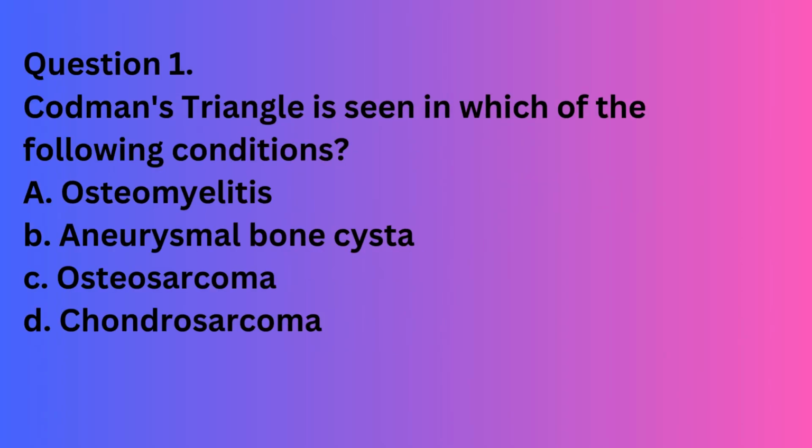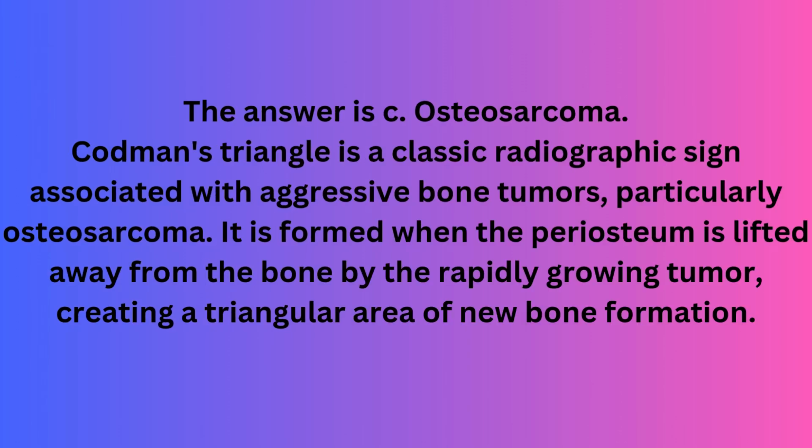Question 1. Codman's triangle is seen in which of the following conditions? A. Osteomyelitis. B. Aneurysmal bone cyst. C. Osteosarcoma. D. Chondrosarcoma. The answer is C. Osteosarcoma. Codman's triangle is a classic radiographic sign associated with aggressive bone tumors, particularly osteosarcoma.